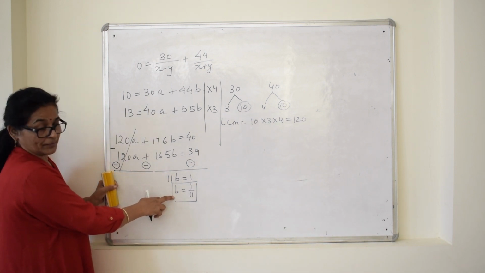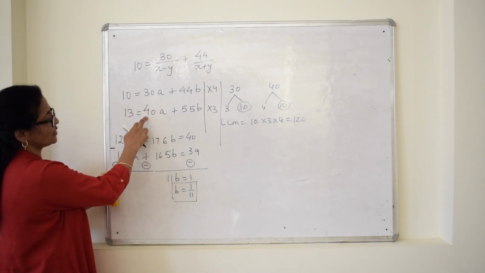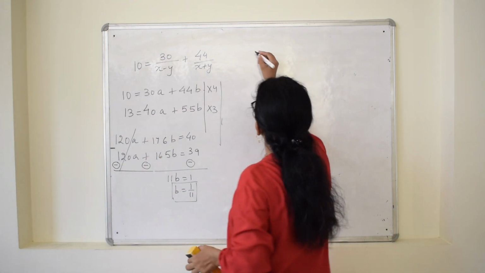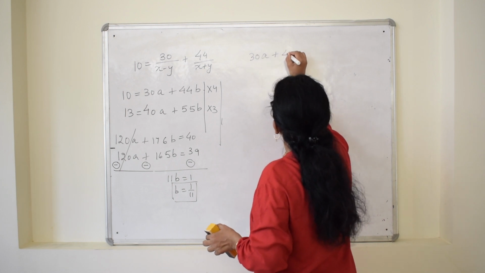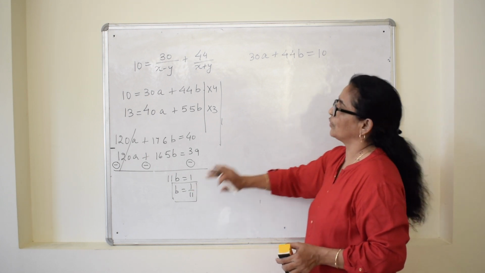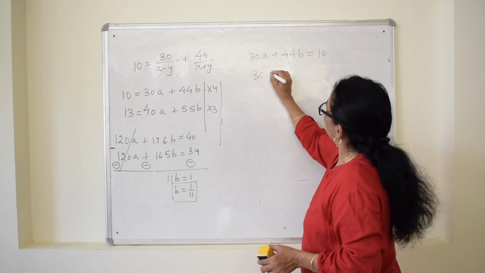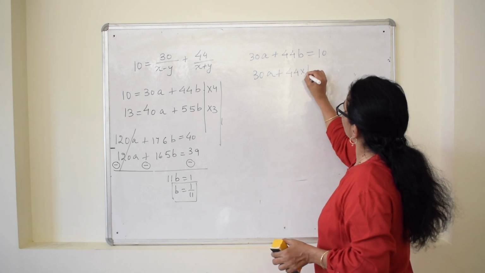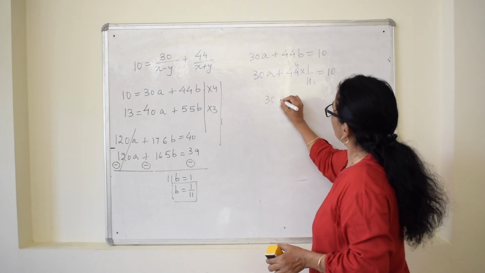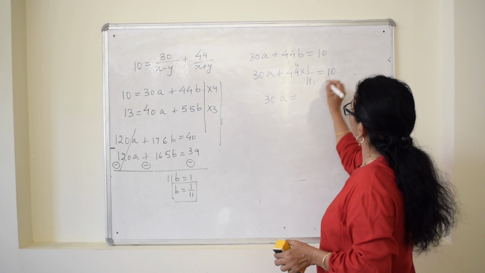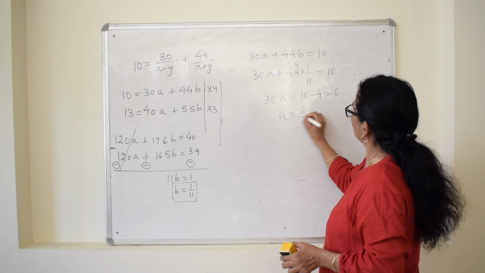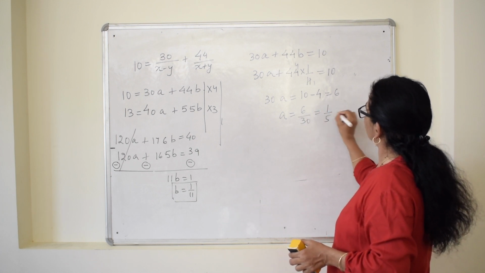Now the value of b, we will substitute in any of the equations to get the value of a. So here, let's take the first equation. 30a plus 44b is equal to 10. What have we got? b is 1 upon 11. So in place of b, we will substitute 1 upon 11. So that will be 4. 30a is equal to, this 4 will go this side, 10 minus 4, that is 6. So a is equal to 6 upon 30, that is 1 upon 5.